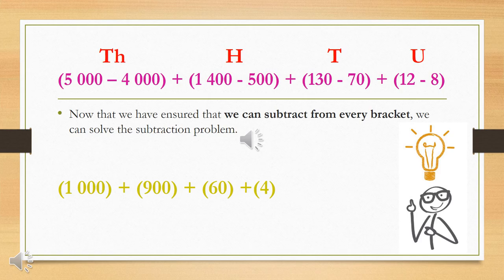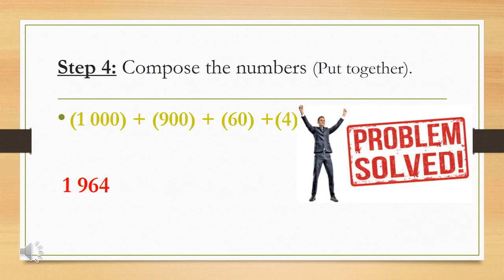And if I solve it, boys and girls, 5,000 take away 4,000 is 1,000. 1,400 take away 500 is 900. 130 take away 70 is 60. And 12 take away 8 is 4. So my line is 1,000 plus 900 plus 60 plus 4.